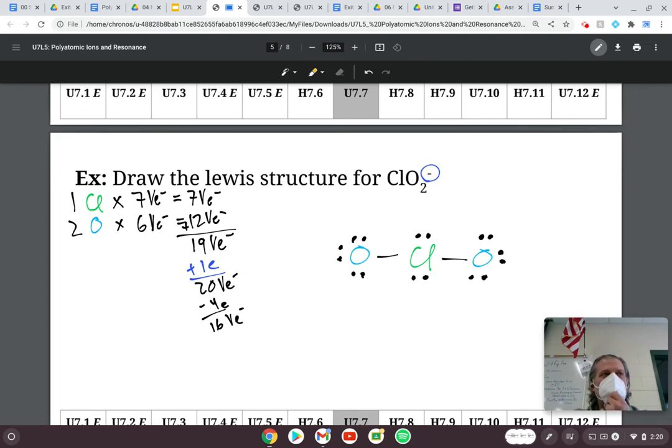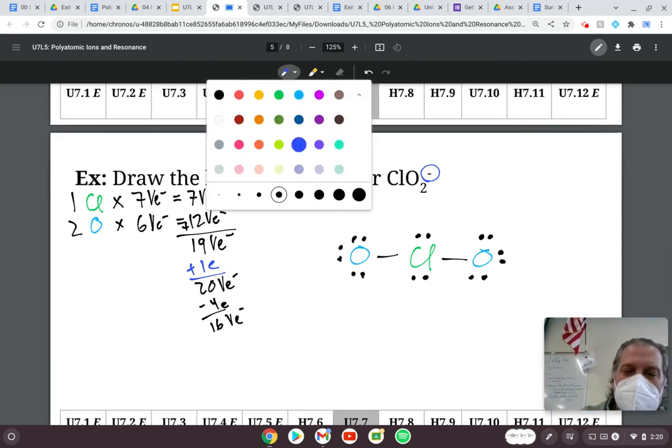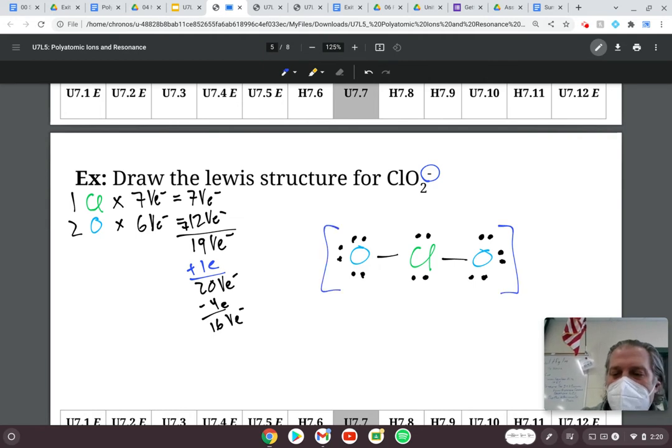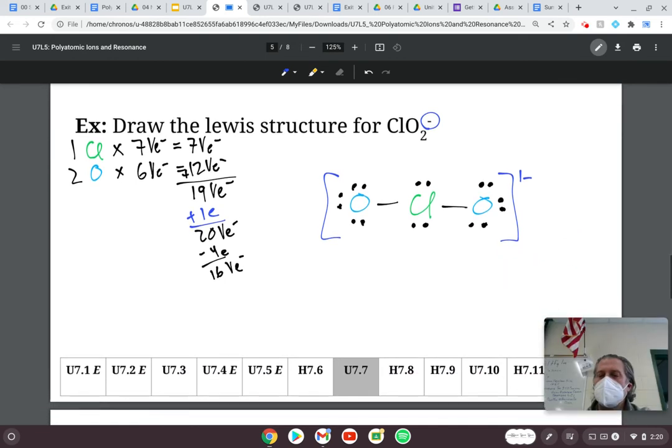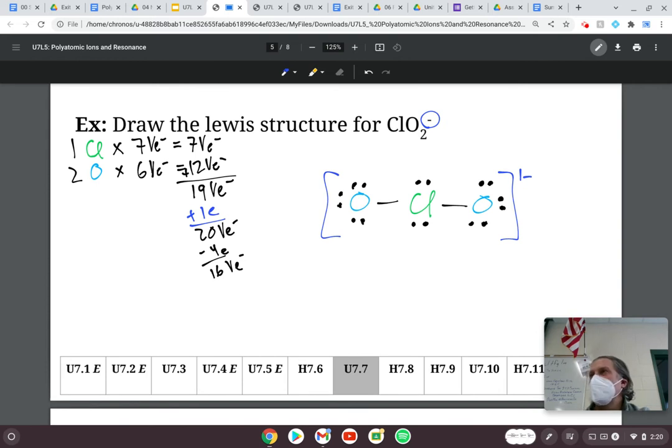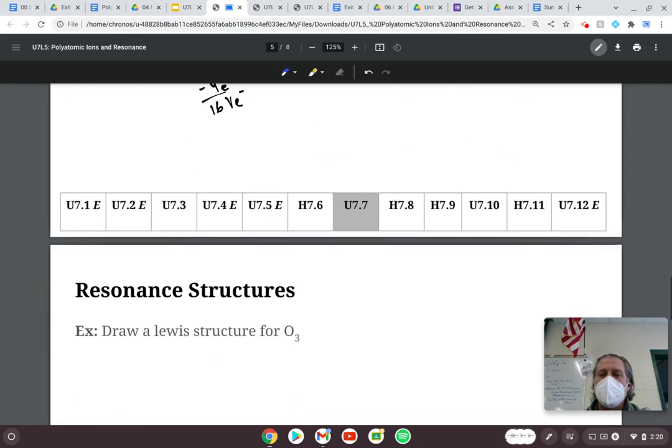And the chlorine in the middle has 2 bonds. Each bond represents 2, 4 electrons, and as a result of that, the other 4 electrons on the chlorine give it 8. So in this case, all of the atoms are satisfied. So the last thing I need to do here is draw a bracket and put -1. Any questions about this? Okie dokie.